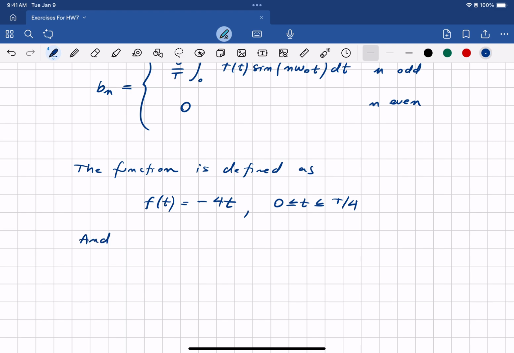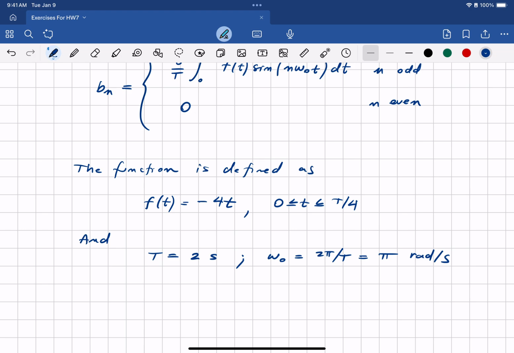And also we can say that the period, in this case, is 2 seconds, and omega naught is going to be 2 pi divided by T, which is essentially, T equals 2, so 2 over 2, get rid of that, and pi radians per second. So omega naught is pi, essentially.